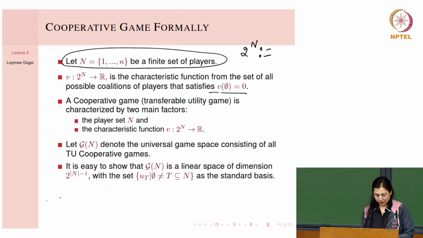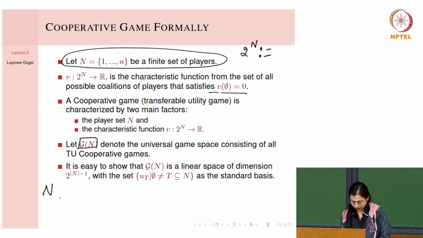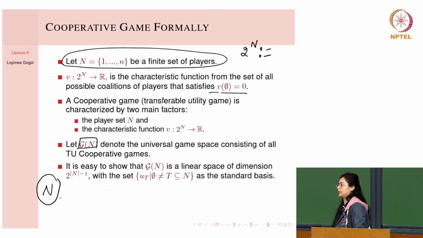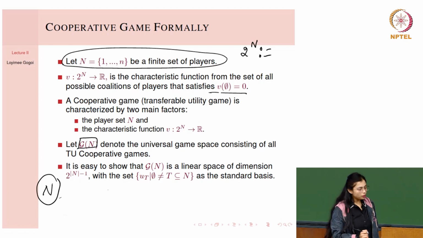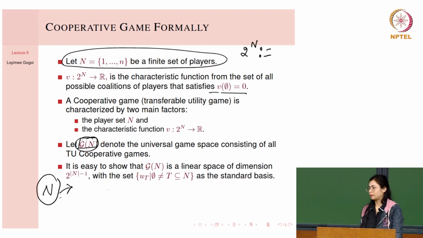Okay, next we say Zn. What is Zn actually? So on Zn, n is given as the set of players. Now all possible cooperative games on n is denoted by Zn, right?